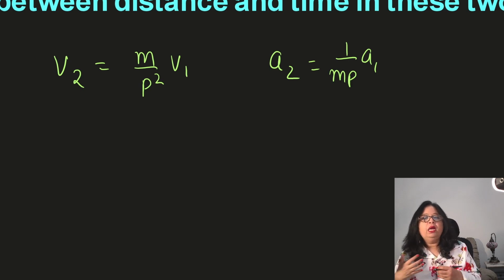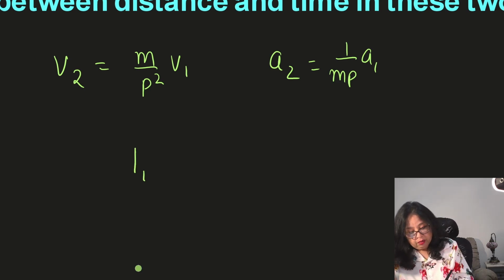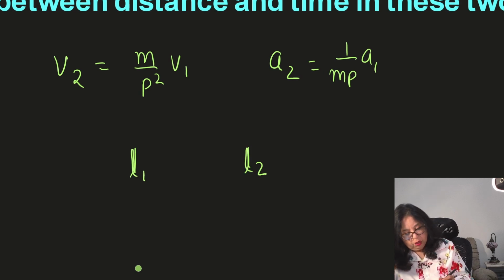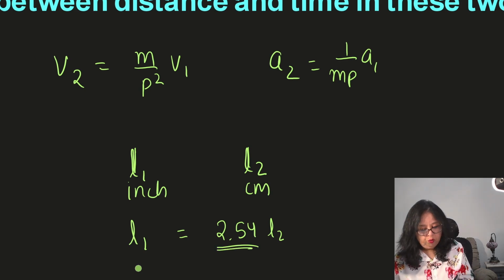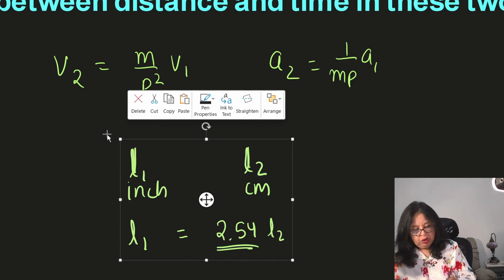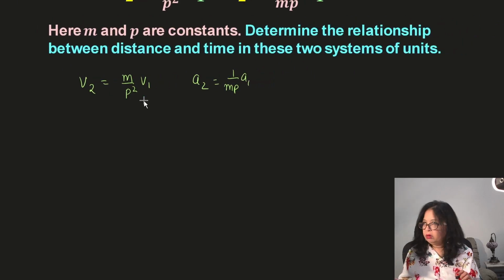Now, example could be like inches to centimeters. You're measuring length. Length 1, length 2. This is L, not 1. This could be in inches and this could be in centimeters. So you could say that length in inches is equal to, I believe, 2.54 times length in centimeters. Then they're equivalent. So this 2.54 is like saying m over p squared there. I hope you see what I'm trying to tell you here.